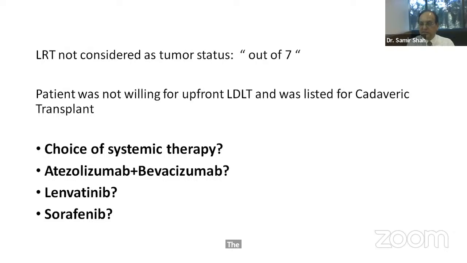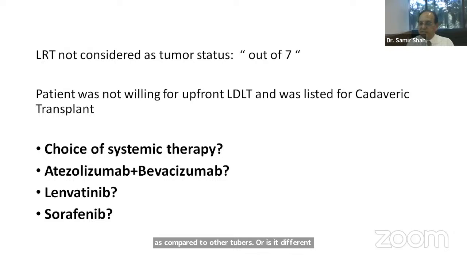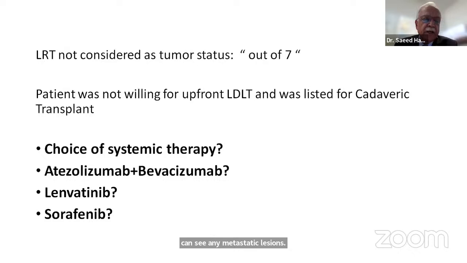Right. Do you think that the PET has a similar sensitivity and specificity for HCC metastases as compared to other tumors, or is it different? So as far as the diagnosis of HCC is concerned, we wouldn't look at PET, we would look at the MR in a cirrhotic liver. However, when we are talking about deciding curative therapy, then we would want PET to look at whether we can see any metastatic lesion. So PET would be the imaging in that situation for sure.